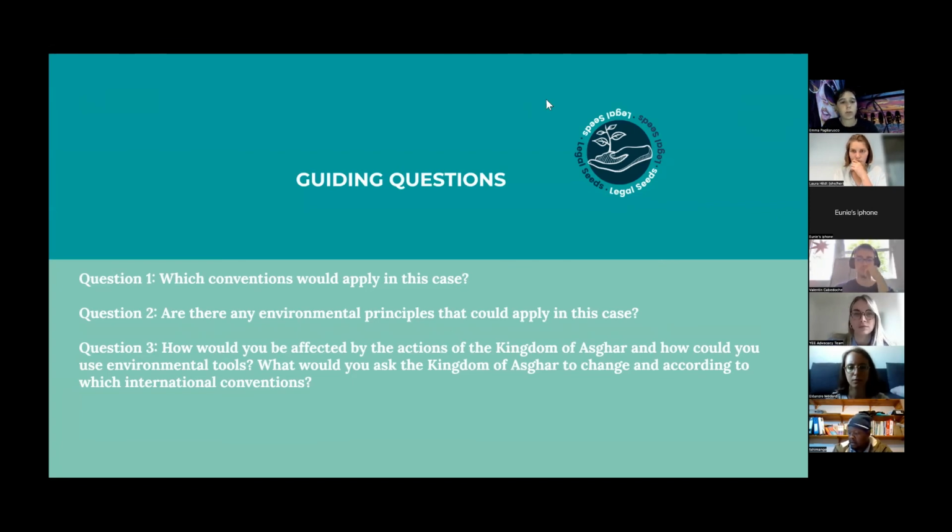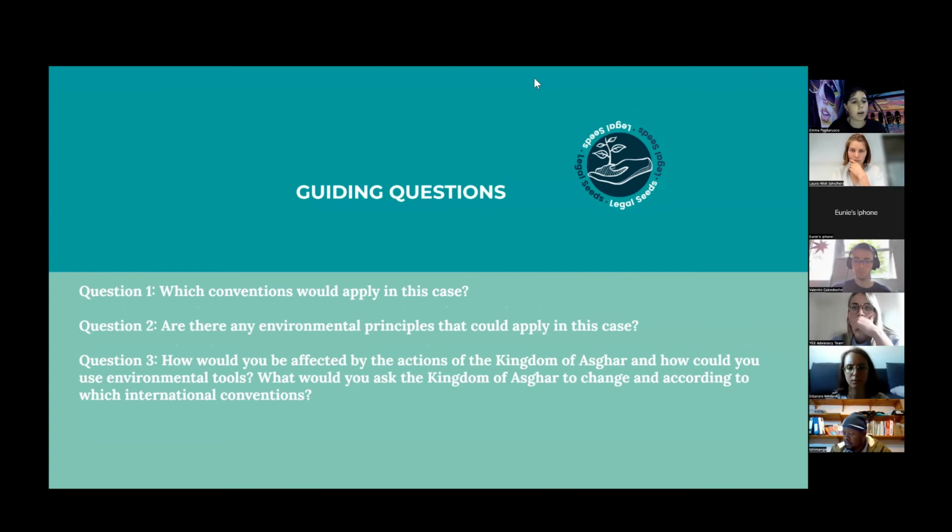Here we also have some guiding questions. Which conventions would you apply in this case? Is there some environmental principle that could apply, and how would you be affected by the actions of the kingdom, and how could you use the environmental tools? What would you ask the kingdom to change, and according to which international conventions?